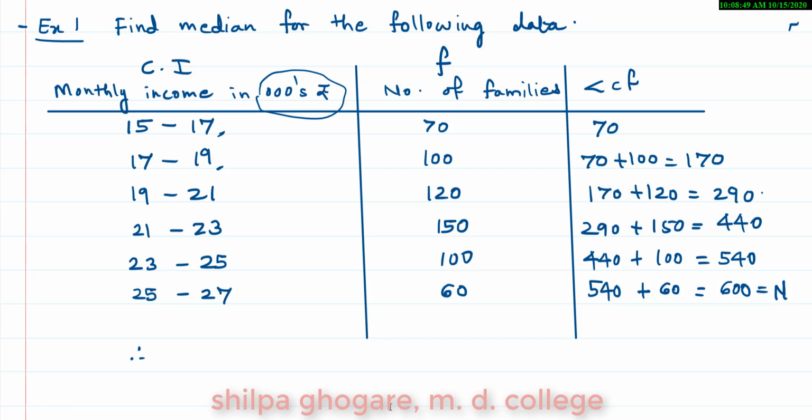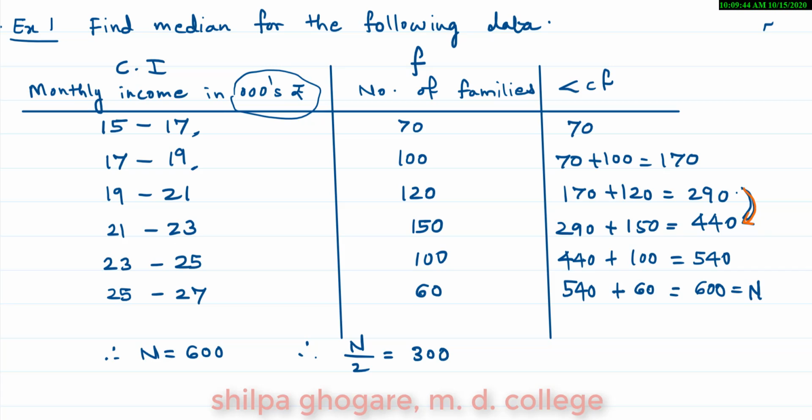So what do you get? You get N is equal to 600, correct? Now you have to find N by 2. What is N by 2? N by 2 is 300. Now you have to see which value in the less than Cf column exceeds 300. You have to see between which two numbers 300 lies. 300 lies between 290 and 440. So this arrow is made. Now you just extend this arrow and go up to the class interval.